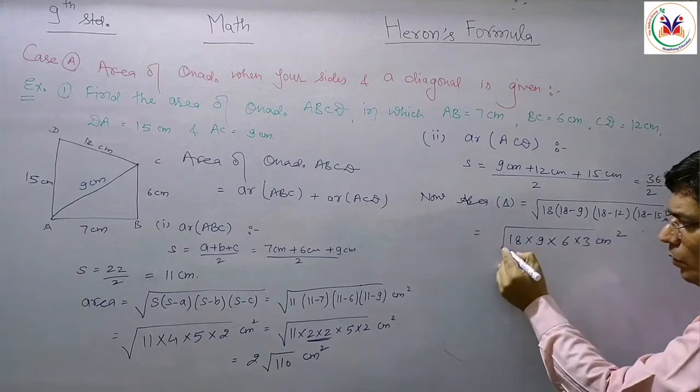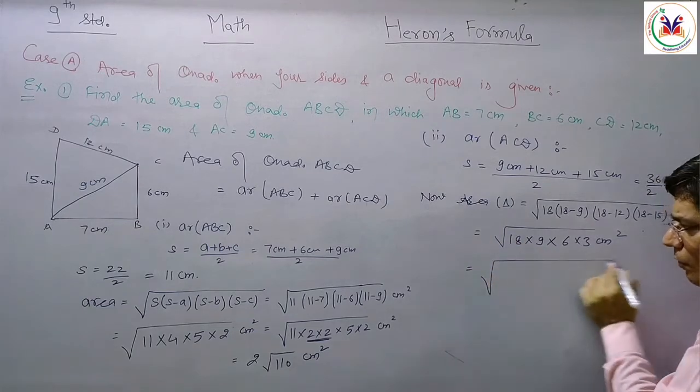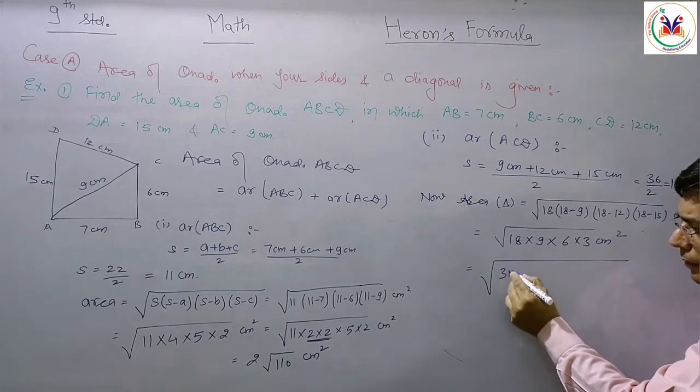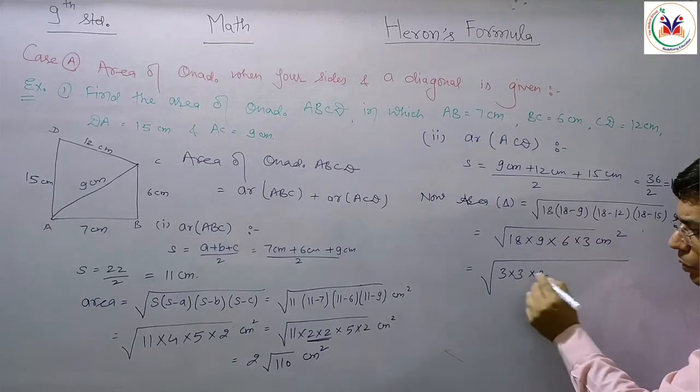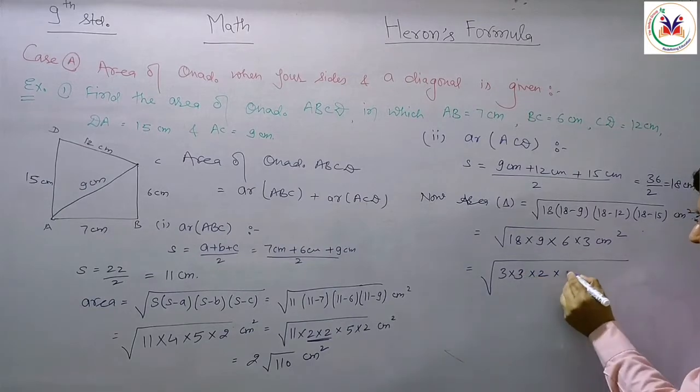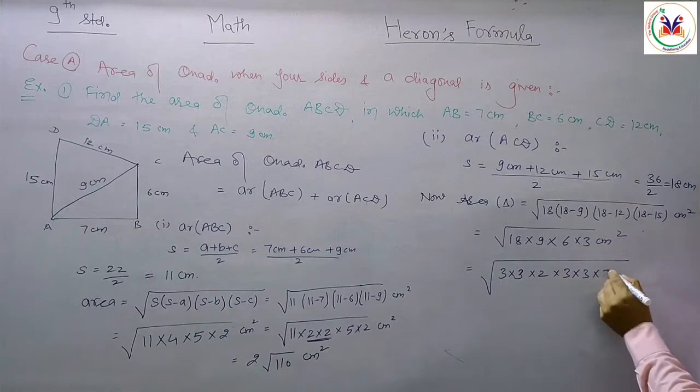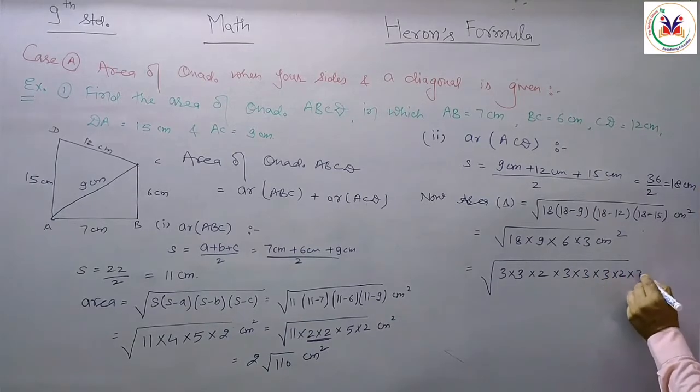So now what should I do? I'll just take the factors of those things. So 18 factors as 3 into 3 into 2. 9 factors as 3 into 3. 6 factors as 3 into 2. And 3 will be as it is.